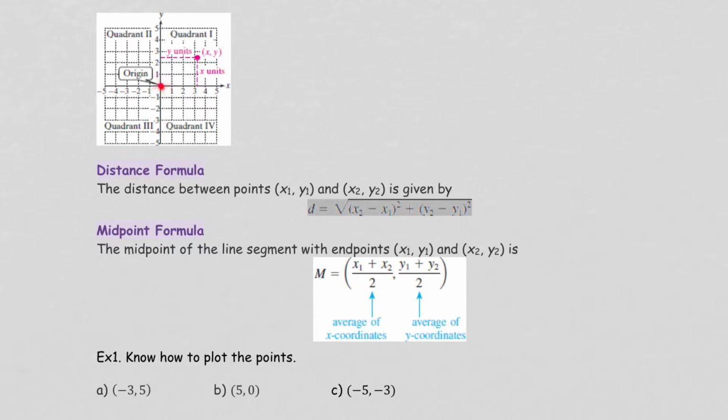X is going to be 0, y will be 0. In the first quadrant, your x and y values are going to be all positive. X positive, Y positive. You always put X and Y in order, right? Second quadrant, you're going to have X negative, Y positive. Third quadrant, you're going to have X and Y negative. Fourth quadrant, you're going to have X positive, but Y negative.